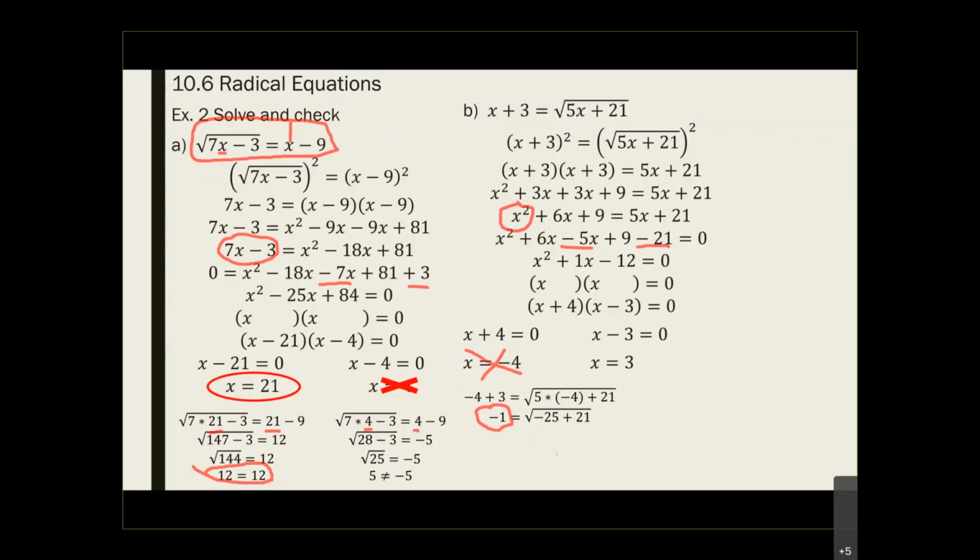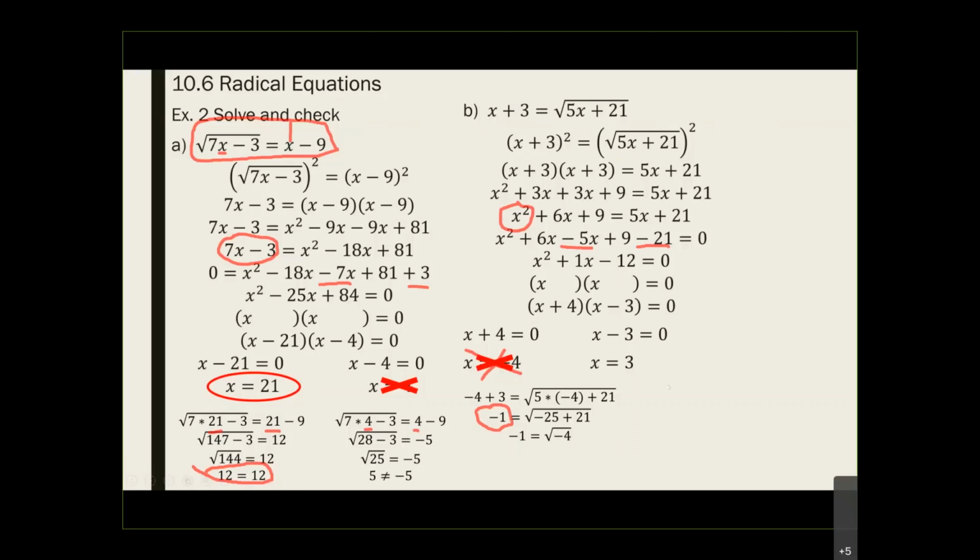Okay, but again, looking at this, everybody see that we have a negative. I made a mistake, guys. It's supposed to be 20. 5 times negative 4 is negative 20, not negative 25. And negative 20 plus 21 will give you 1. And the square root of 1 is not equal to negative 1. Either way, we do not use this because there's no way you can take a square root of something and give you a negative 1. Either way, this answer is not the correct answer. We just throw that item away.